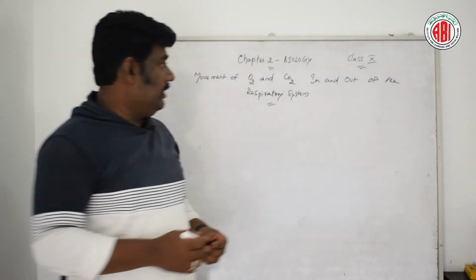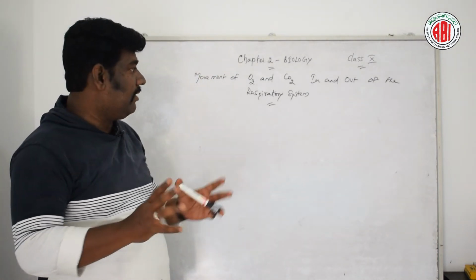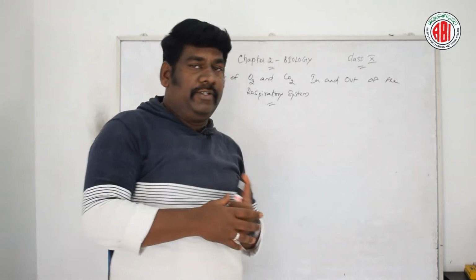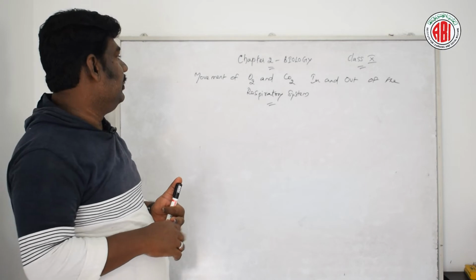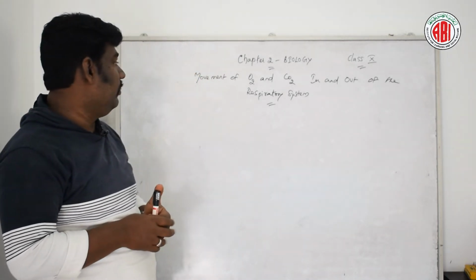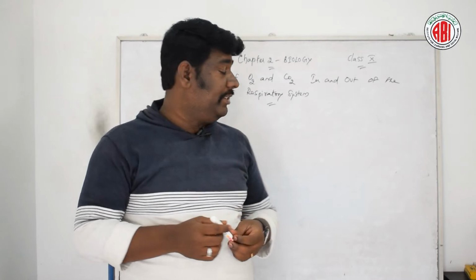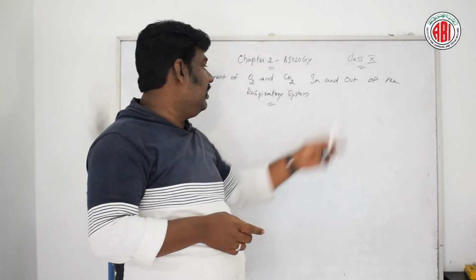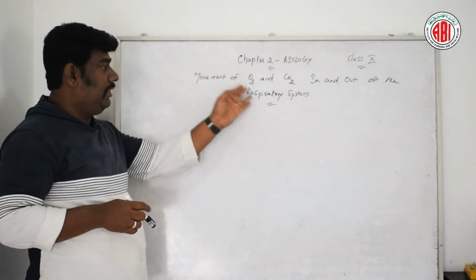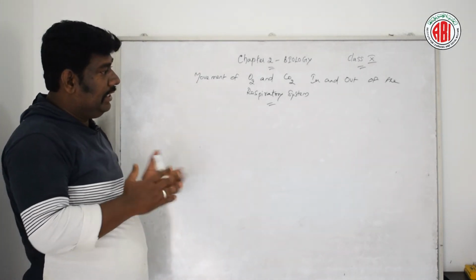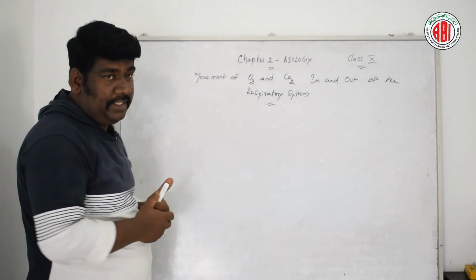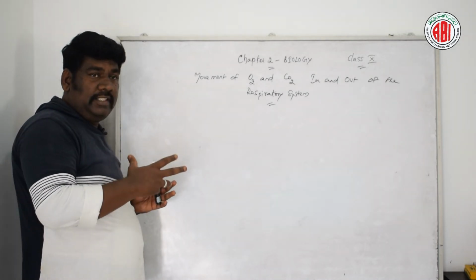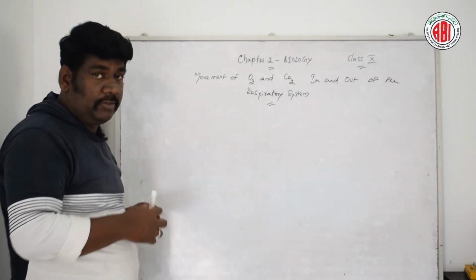So the next diagram is a block diagram. It is also one of the frequent questions we can expect. This block diagram is nothing but the movement of oxygen and carbon dioxide in and out of the respiratory system. How the movement of oxygen and carbon dioxide is done in and out of the human respiratory system, that we are going to draw with a block diagram. So let us see how to draw this diagram. Very simple diagram and it may be an expected question.